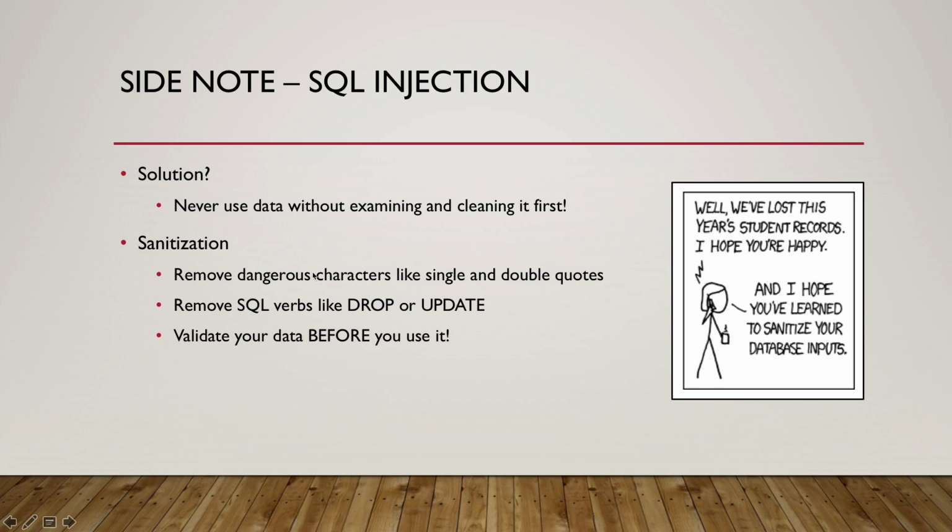So you would remove dangerous characters like single and double quotes. You simply should not accept those into your data. Or if they have to be part of your data, you need to do what's called escaping them so that they aren't part of the statement, but rather are part of the value. Similarly, you would remove SQL verbs like drop or update. And if those do have to be part of your data, again, you'd be extra careful about exactly how they go in there. Lastly, as always, you need to validate your data before you try and use it and put it in there. And if you recognize something that's potentially malicious, you should just put on the brakes and say, no, I'm not going to do it.